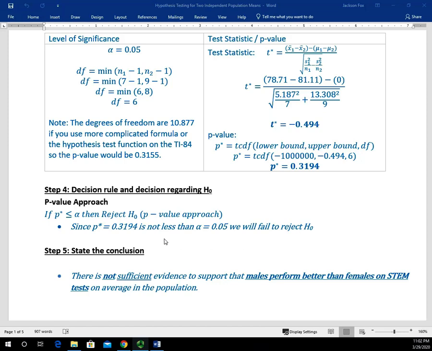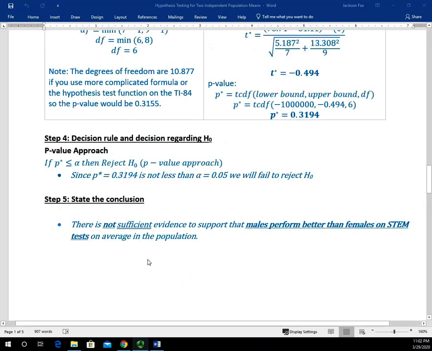Step 5, we want to state the conclusion. I like to use really generic statements again. I think it makes it a little bit easier. But we're saying we're failing to reject our null hypothesis. In other words, there's not enough evidence to reject our null hypothesis. So in this case, we're going to say there is not sufficient evidence to support that males perform better than females on STEM tests on average in the population. So this is H sub A in words right here. That's why I'm saying there's not sufficient evidence to support our alternative hypothesis, okay?